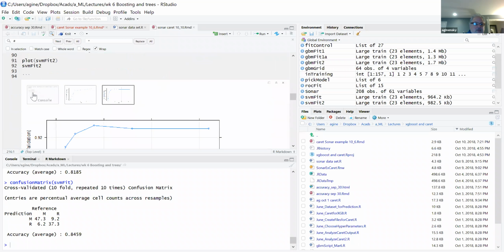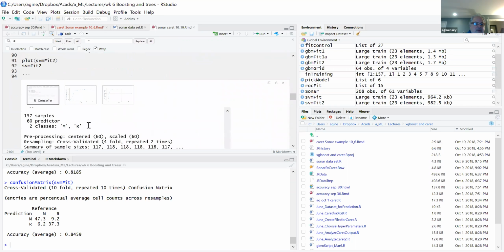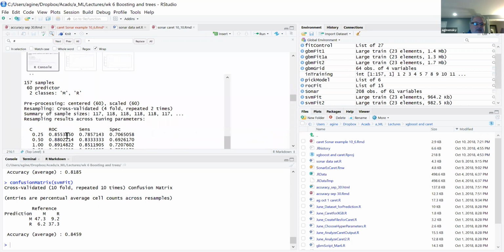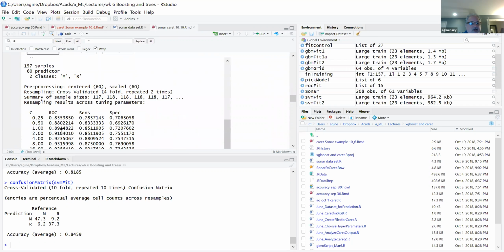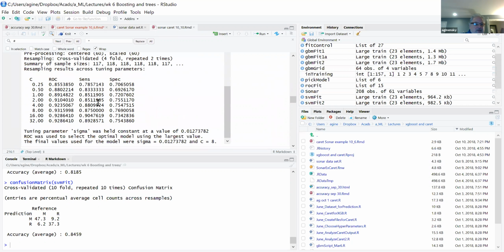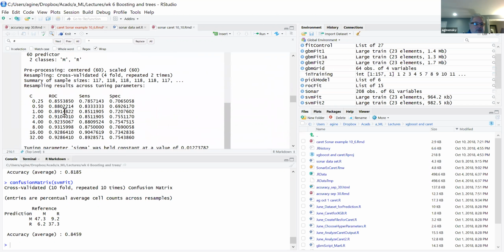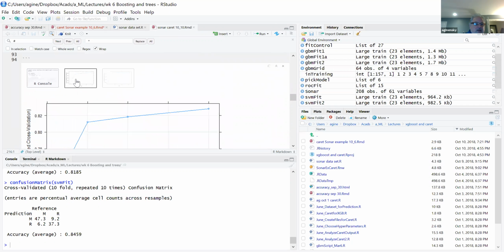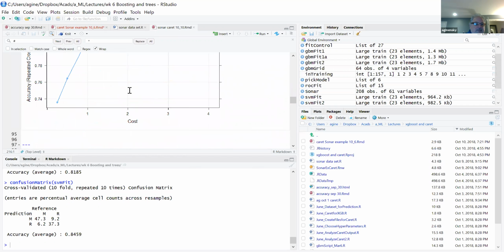And let's see. So again, it gives you the information and it shows you what is best. And here it's computing ROC as the measure. And so 32 seemed to work best. And this showed a plot.